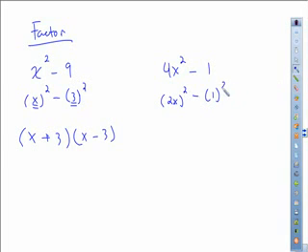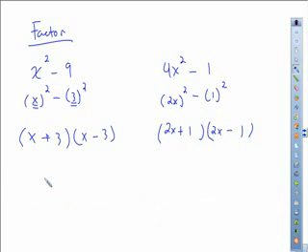And 1 squared gives us this. So yes, it's a difference of squares. So basically, you're going to set up your parentheses. One will be a plus, one will be a minus. It doesn't matter the order of the plus or the minus. Then take these and just plug them into the parentheses. And that's it.